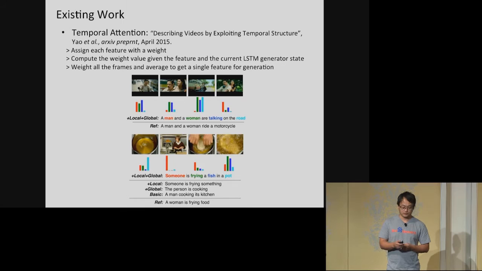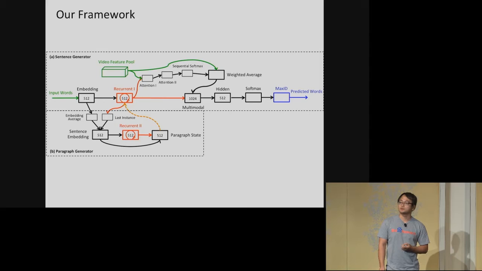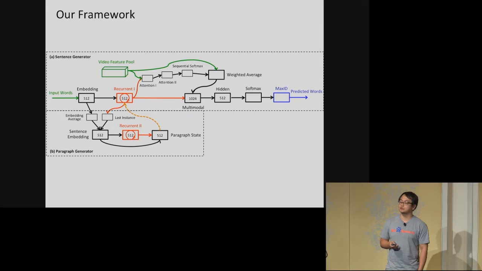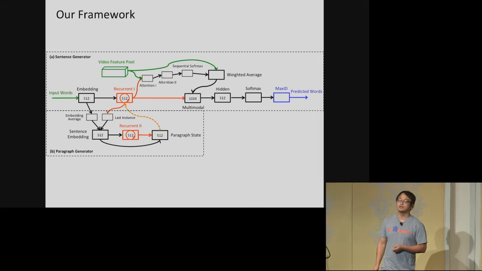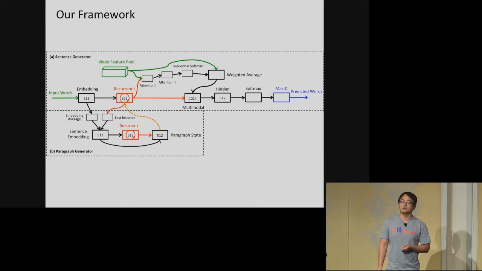And this is our framework. Our framework contains two parts. The first part is the sentence generator. The sentence generator takes the visual feature sequence and uses an LSTM and attention to encode the visual feature sequence into a compact representation. And then it uses an LSTM to generate a sentence from this compact representation. Then we have another part called the paragraph generator. The paragraph generator takes the sentence embedding and uses it to model the dependencies of the sentences so that the sentences can affect each other.